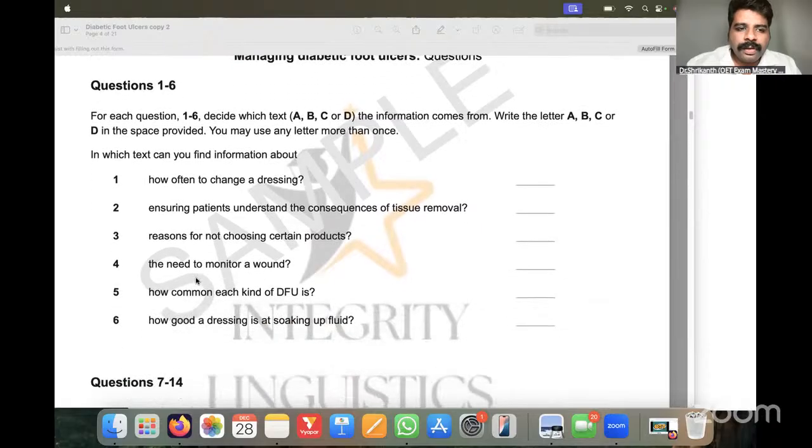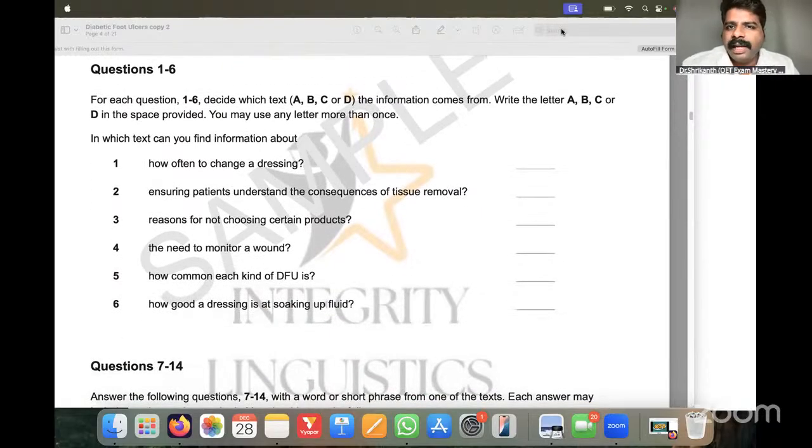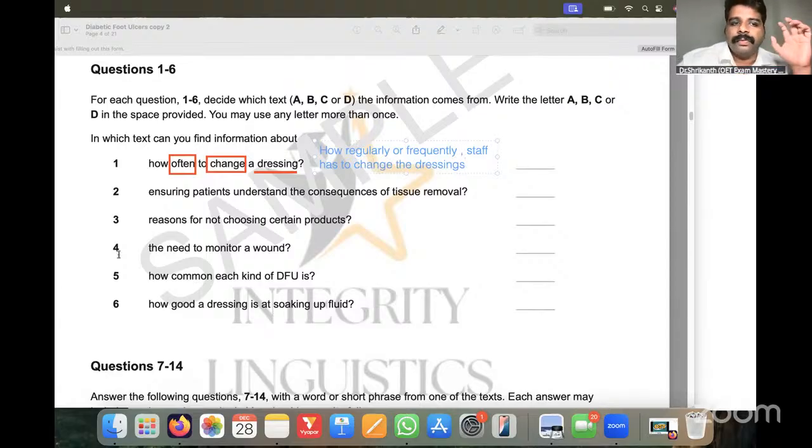Our very first question is this: how often to change a dressing? What do you see over here? They are telling you how often, that is, how regularly or how frequently the medical staff has to change the dressings. Now, let's take a look into each of the four texts over here.